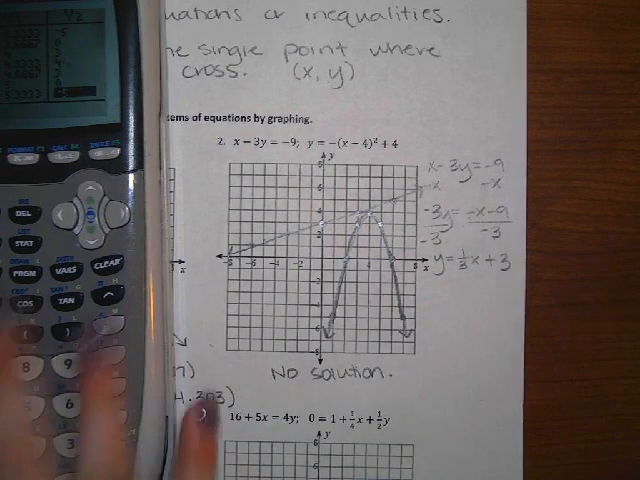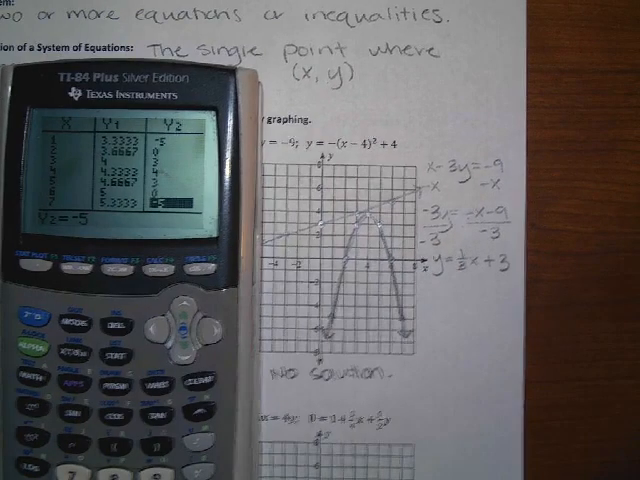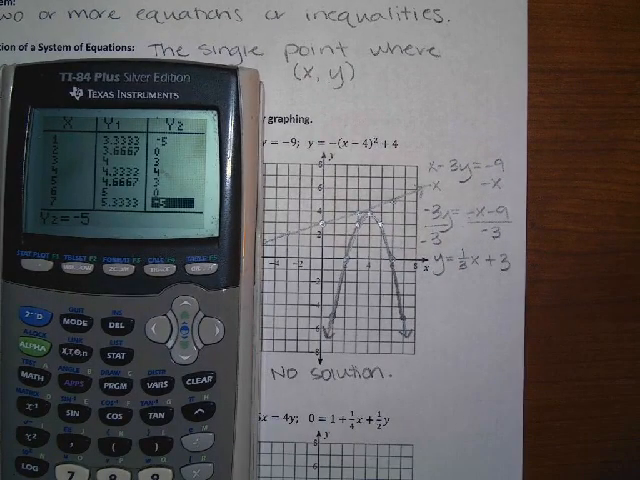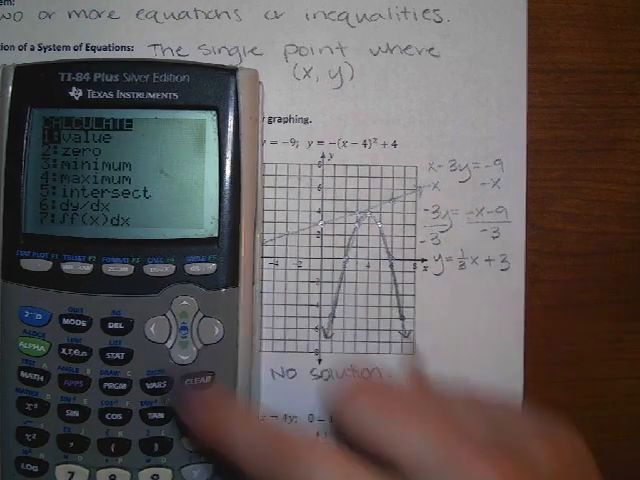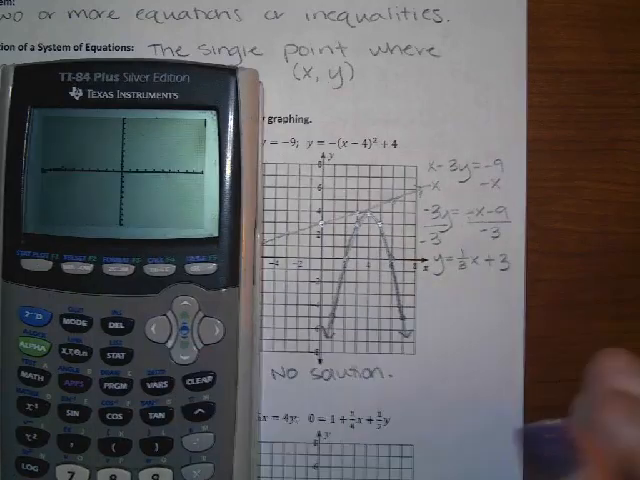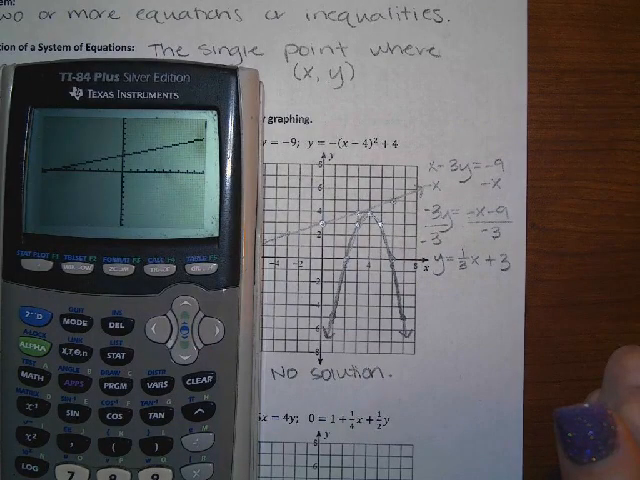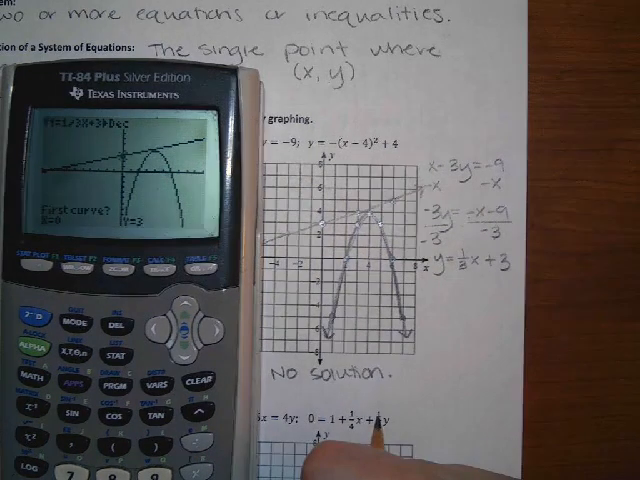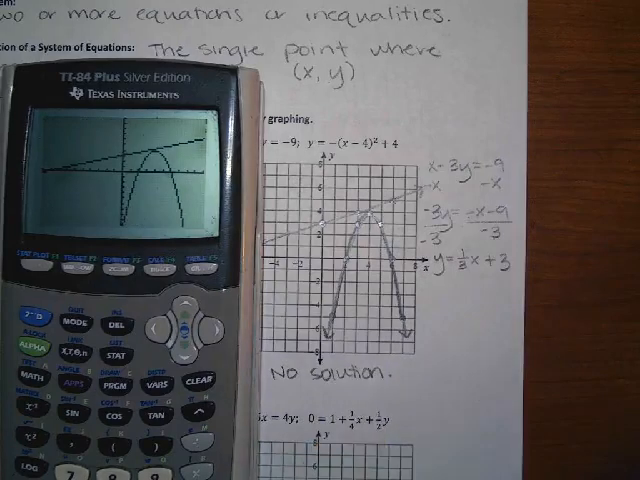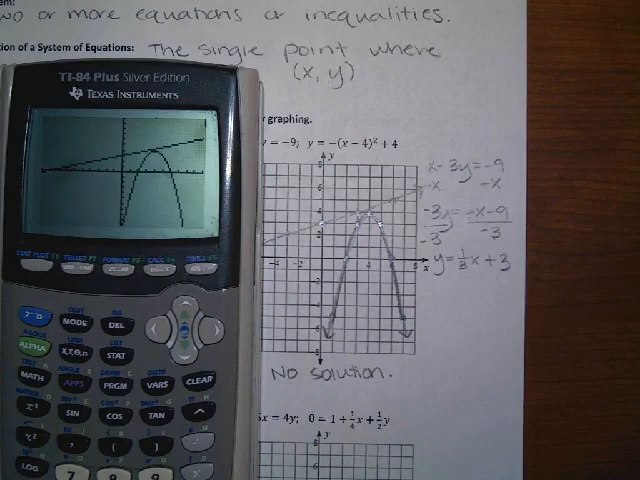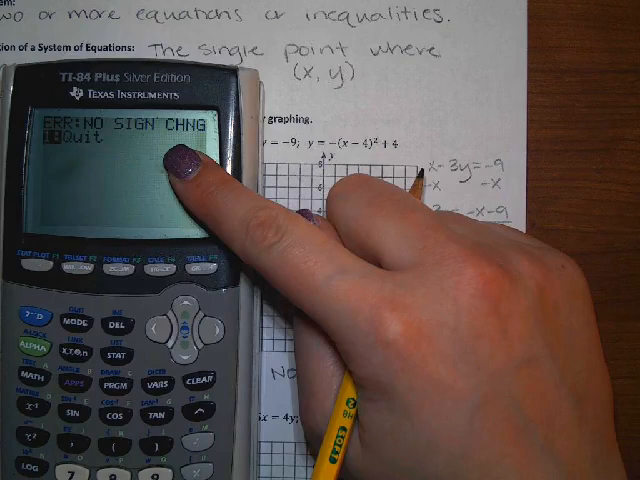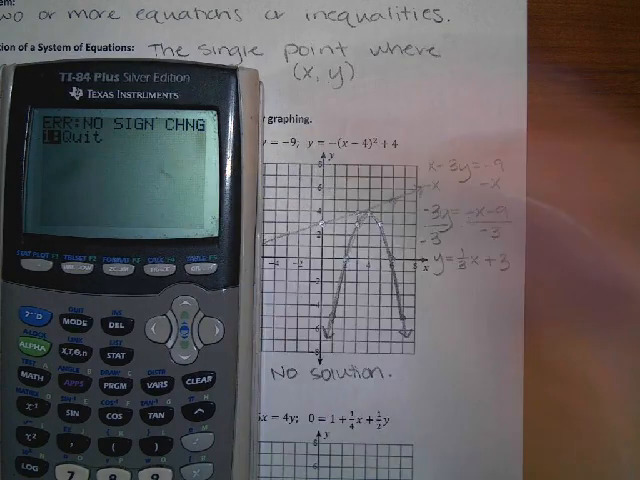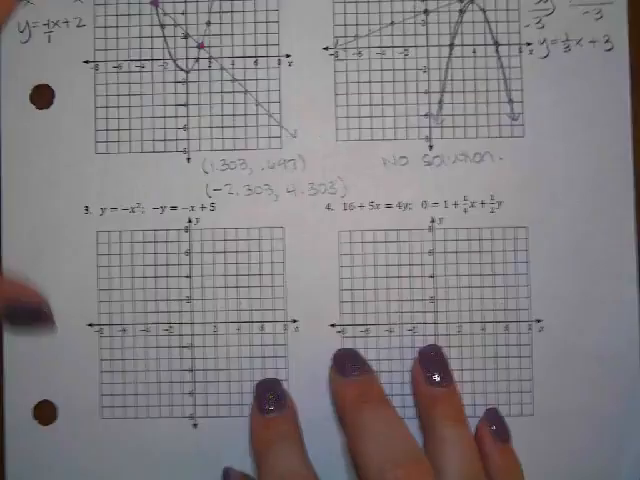And I want you guys to see what happens if you try to find the intersection when there isn't one. We're going to do second trace, just like we did that first time. And we're going to go down to number 5 to intersect. And just like the first time, enter, enter, enter. And your calculator will give an error message if they don't cross. Next. Okay. All right, let's look at the next one.